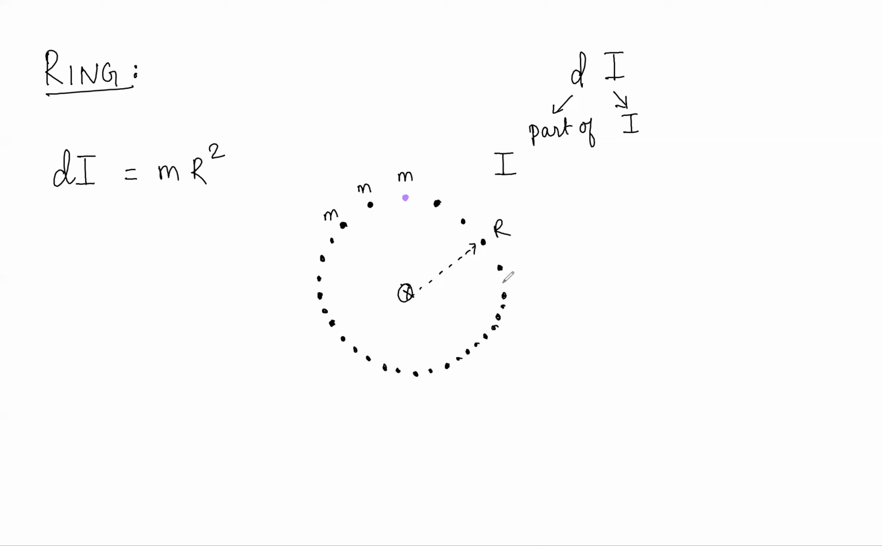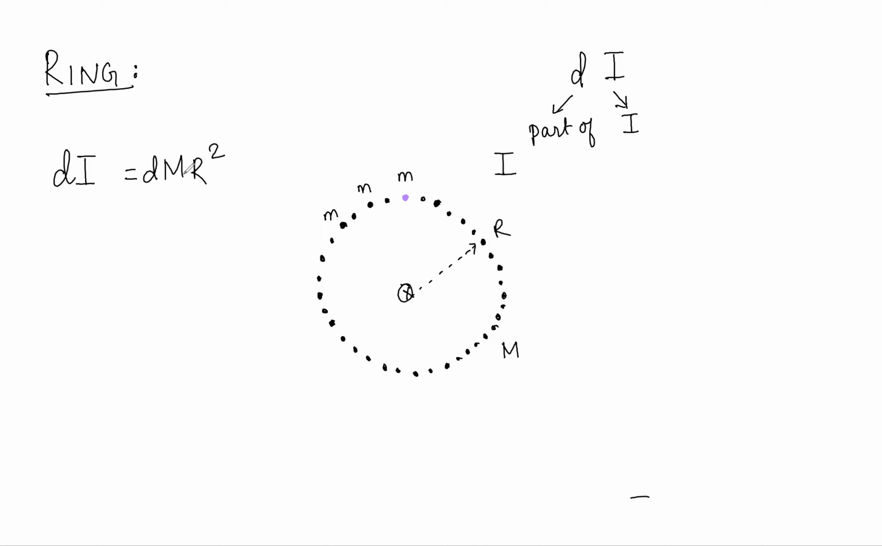If you divide the ring into smaller parts, like I am doing right now, the mass of each part is going to become less and you're going to end up with even more number of parts. But keep in mind, the mass of each part is going to be some part of the mass of the ring. So if the mass of the ring is M, then the small m over here is actually a part of the mass of that ring. So you can write it as dm.